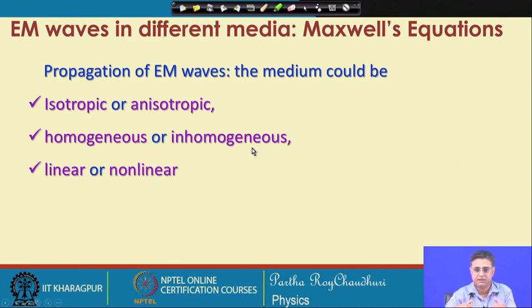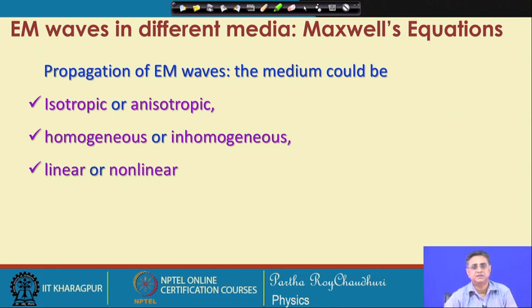If the material composition everywhere within the medium is the same, then we call it a homogeneous medium, and if the composition varies from place to place, for example, I start with pure quartz at one end, and at the other end it becomes ordinary glass, then the material composition has varied and it has become an inhomogeneous material.